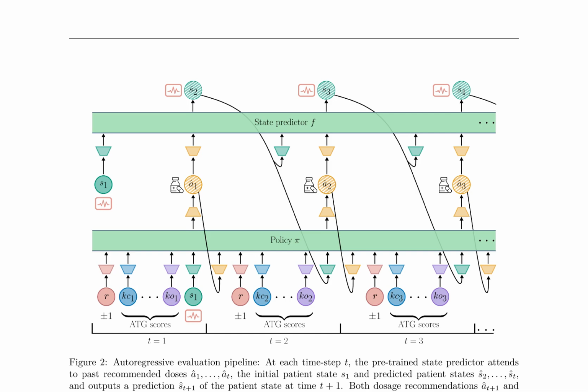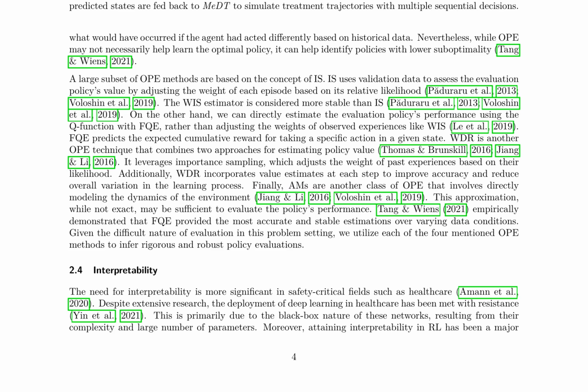OPE methods, such as importance sampling, IS, weighted importance sampling, WIS, fitted Q evaluation, FQE, and weighted doubly robust, WDR, estimation, are employed to evaluate policies based on historical data. These methods aim to adjust the weight of each episode or experience to estimate the evaluation policy's value accurately. IS and WIS methods use validation data to assess the evaluation policy's value by adjusting the weight of each episode based on its relative likelihood. WIS is considered more stable than IS.